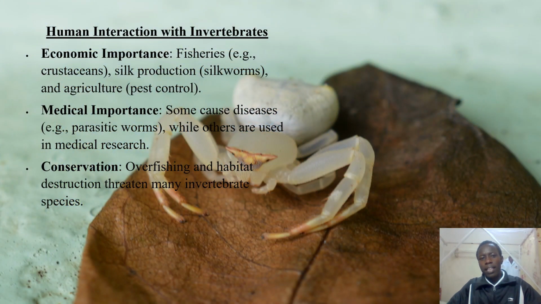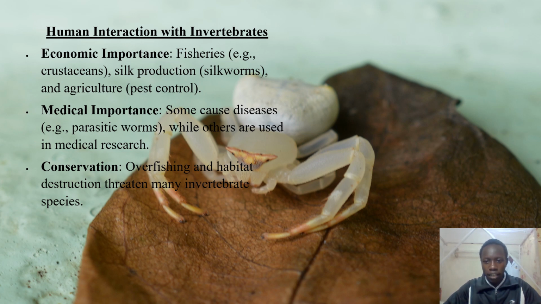Let us also look at the impact or human interaction with these invertebrates. How do these invertebrates affect humans? Look at economic importance. Fisheries, e.g., crustaceans, are used in fishing. Fisheries is an economic activity.